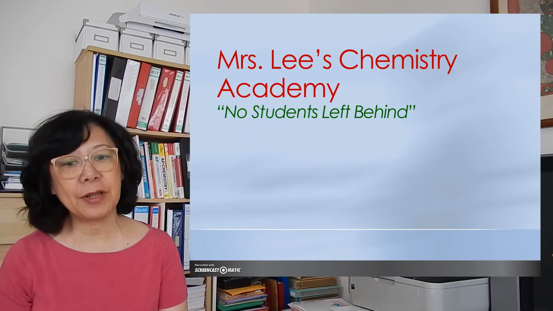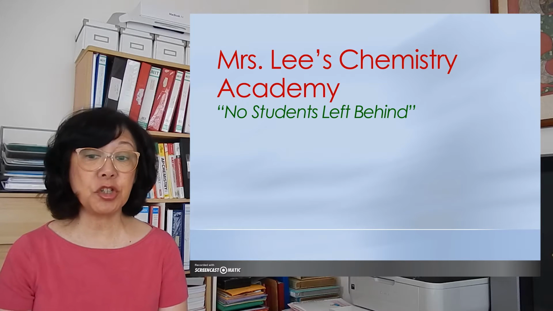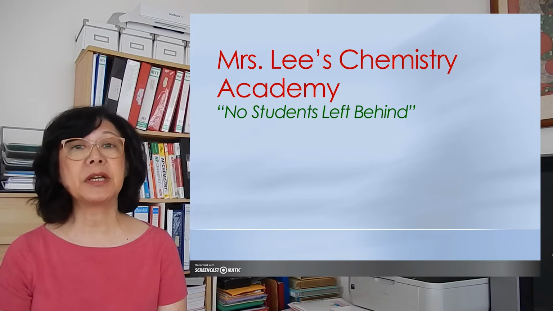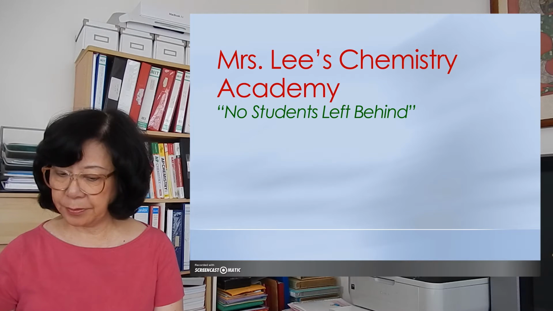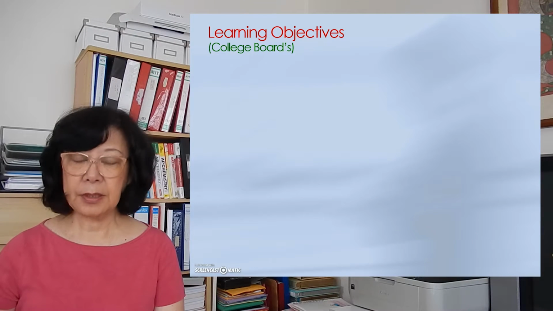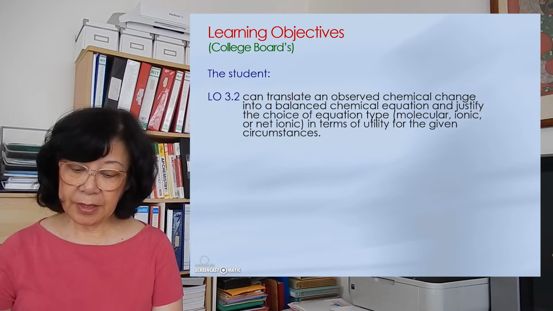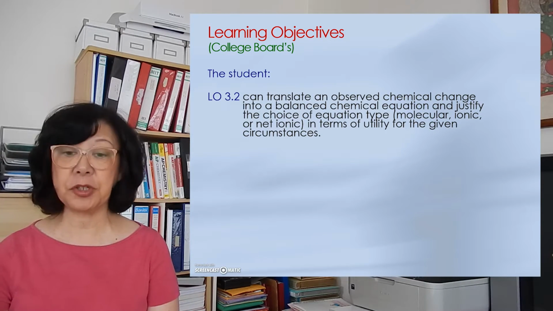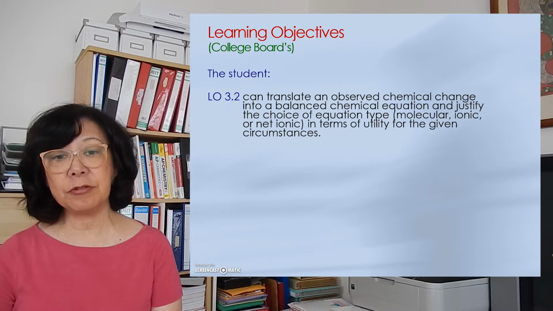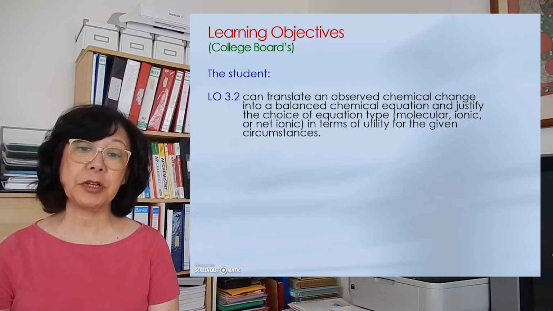Today we're going to cover the last section on the reactions unit: combustion, synthesis, and decomposition reactions. This is tied to the learning objectives from the College Board, that the student can translate an observed chemical change into a balanced chemical equation and justify the choice of equation type.